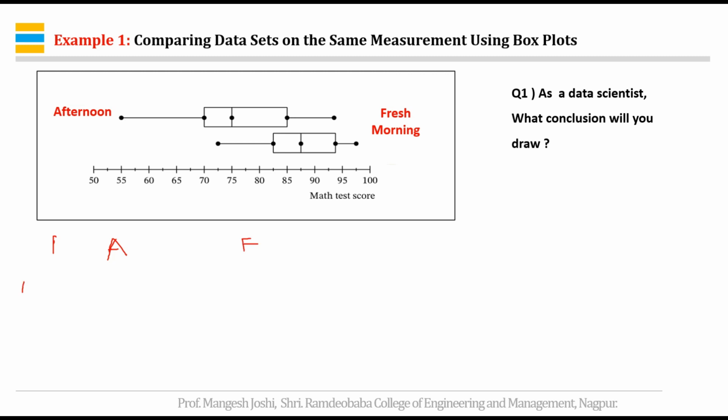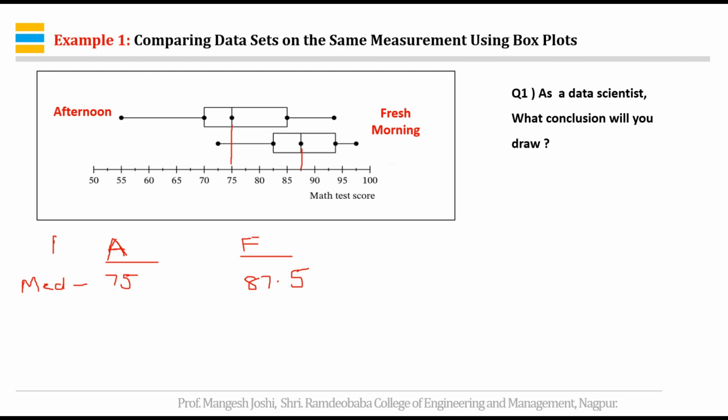First of all, you have to observe the median. What is the median in the afternoon case? You can see that this is the median, so the median in the afternoon case is 75. Similarly, in the fresh morning case, the median score obtained by the students is 87.5. So this median itself indicates that the scores obtained in the fresh morning sessions are greater than the scores obtained in the afternoon sessions.